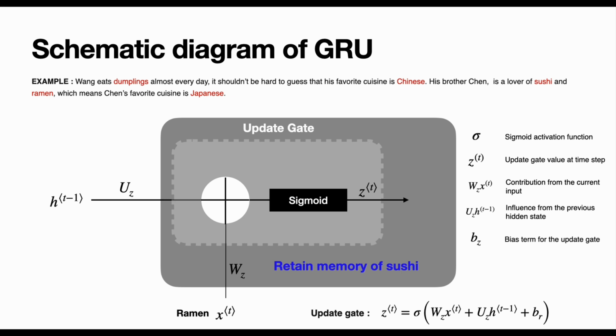This ability allows GRUs to prioritize critical details over a sequence, ensuring the model focuses on essential information while efficiently managing memory updates. Together, the reset and update gates make GRUs highly effective for sequential tasks, as they can selectively forget irrelevant details and retain what matters most.